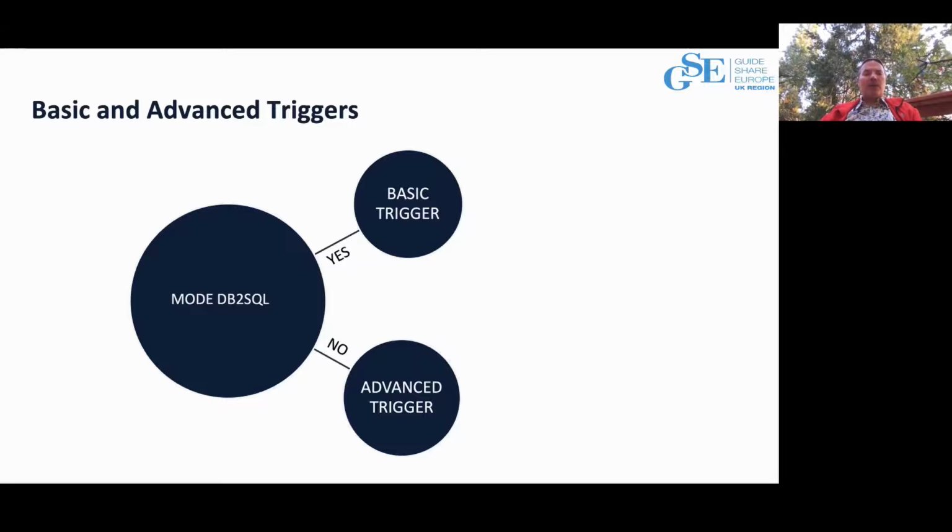So again, how do I know which one I'm using? If I use MODE DB2SQL, I'm using a basic trigger. If I don't specify that, I'm using what's called an advanced trigger. And advanced triggers are basically the full SQL PL repertoire.